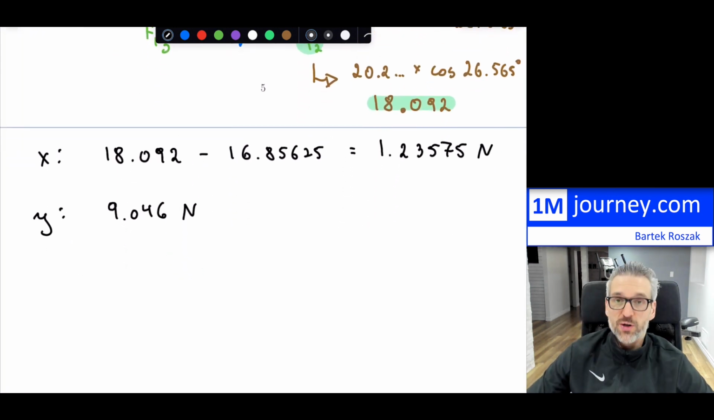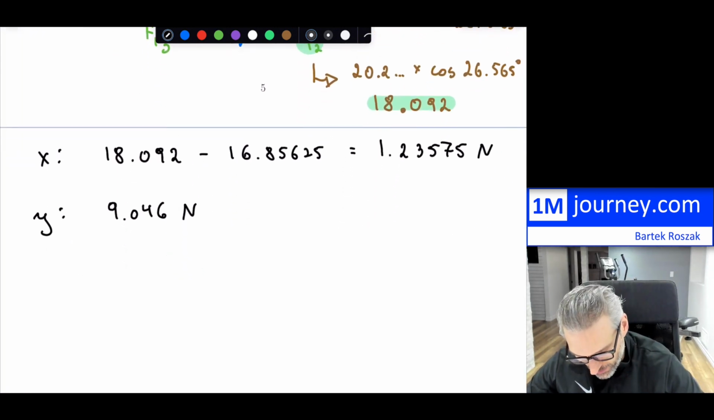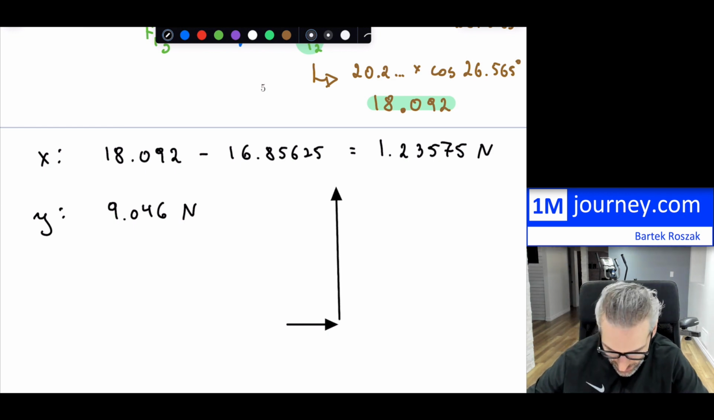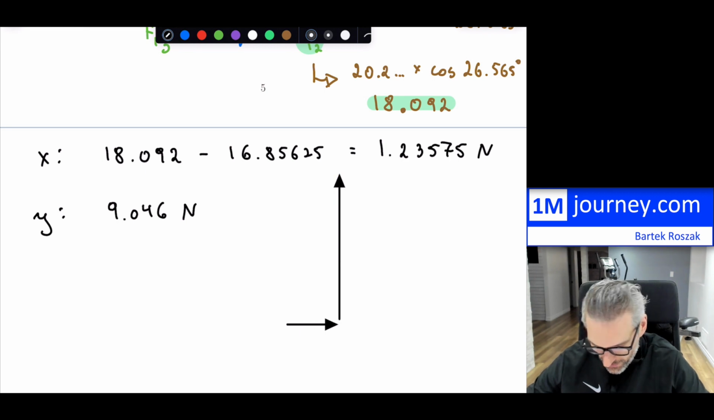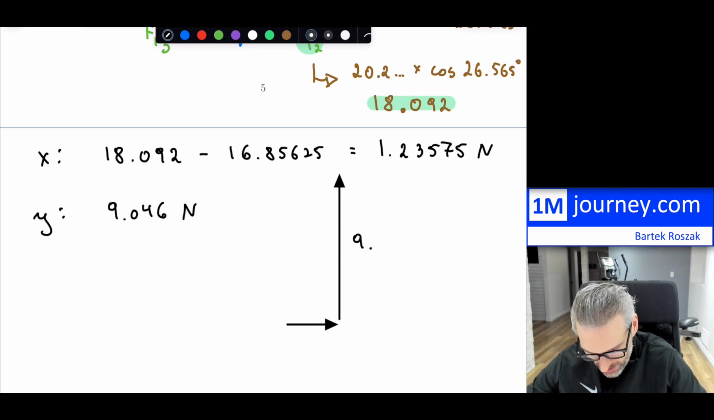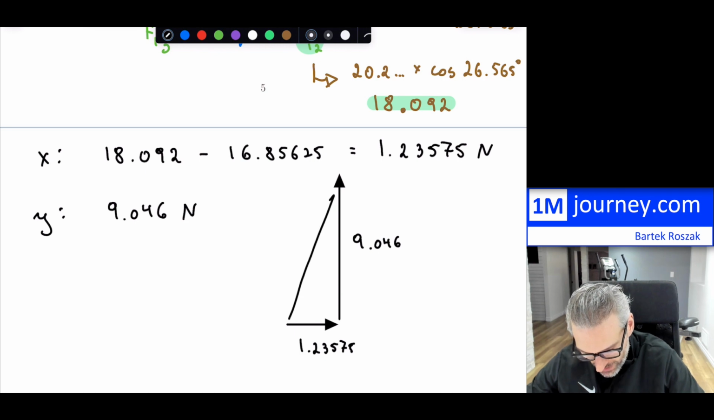So if you want to know what the overall force is, of course, you're going to run into this, where you have a component in the x, which is very small, and then you have a big component in the y. All right, so there we have it. So this one is approximately 9.046. This one is approximately 1.23575. And your resultant vector is going to be this one, right?